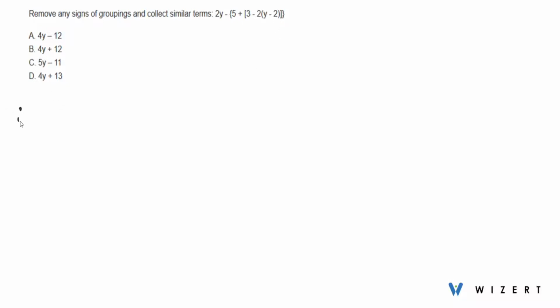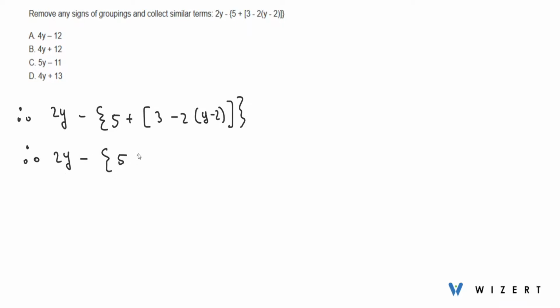So the expression given to us is 2y minus of 5 plus 3 minus of 2 multiplied by y minus 2. Okay, so the innermost bracket is y minus 2, so 2y minus of 5 plus 3 minus of 2y minus of 2 multiplied by minus of 2 will be plus 4. Now we are going to solve this bracket.